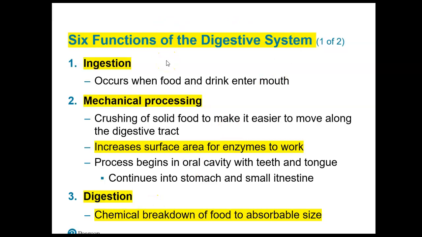Functions of the digestive system include ingestion, which happens in the mouth. It's when you just take in the food and eat or drink. Mechanical processing, which the first thing you probably think of is just your teeth, grinding up and cutting up your food. But mechanical processing involves more than just that. That is the main type of mechanical processing.